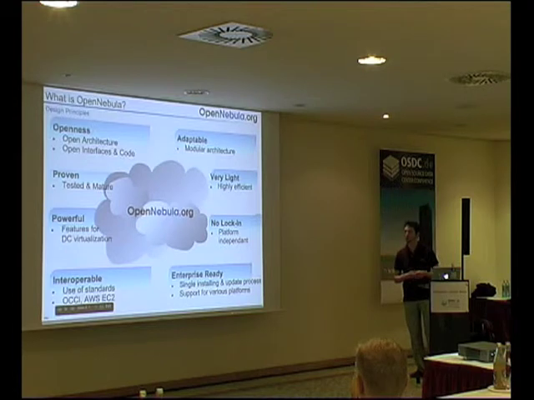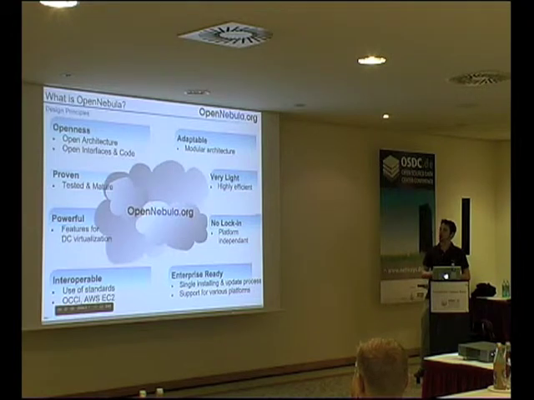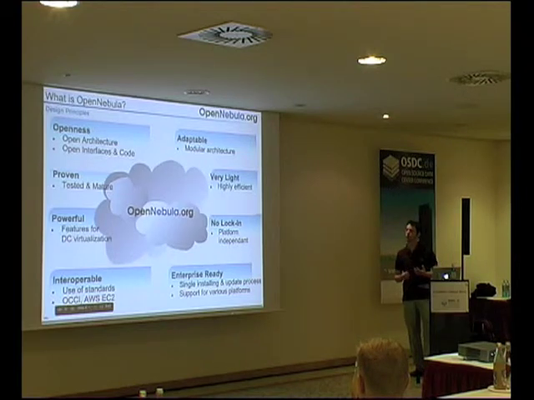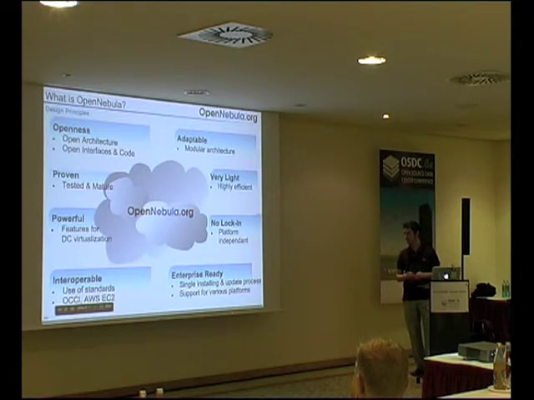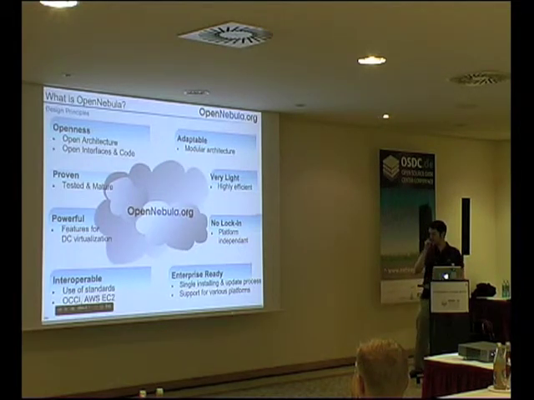It has lots of nice features for data center virtualization that we'll see in a while. So this kind of separates OpenNebula from the other cloud platforms that are more oriented to building Amazon-like clouds. OpenNebula is a tool for data center virtualization more than a tool for making public clouds, although it can do them. It's interoperable, and the roadmap is not vendor-driven, so there's no vendor lock-in, or so we like to think. And it's enterprise-ready, meaning that it's been proven in massive, large-scale deployments, and we give a single installing and update process and support for various platforms.